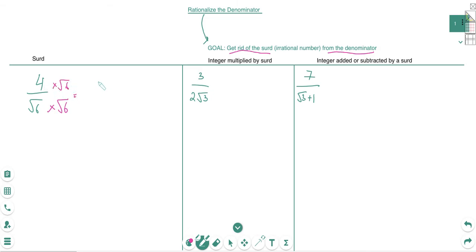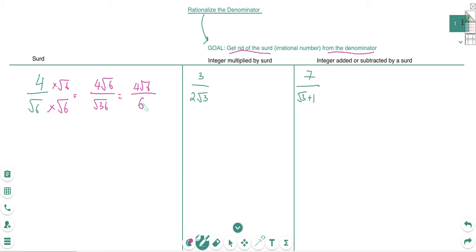4 times root 6 just means 4 lots of root 6. And root 6 times root 6 is root 36. There's still a surd at the bottom, so we're not finished yet. We've got to keep going. So 4 root 6. The square root of 36 is actually just 6.